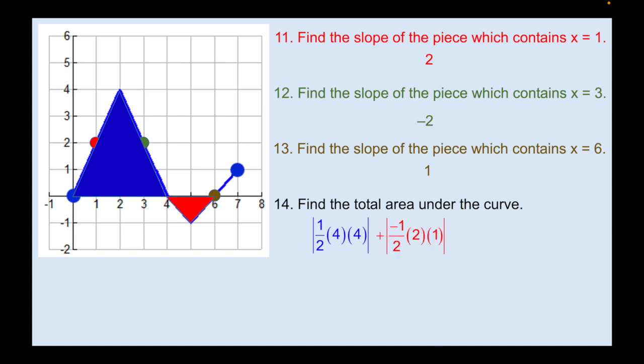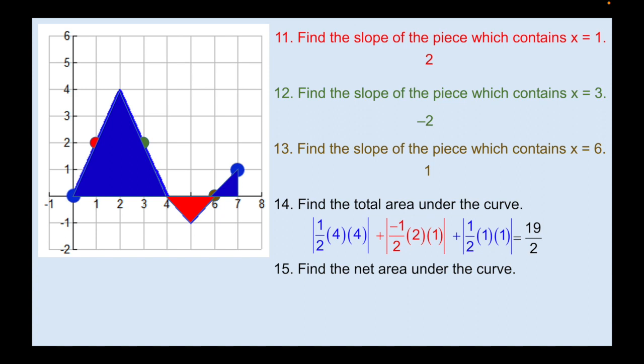Next region, also a triangle. It's in the negative region, so I'm going to keep that negative inside the absolute value, and it's 1/2. The base there is 2, the height is 1. And then that final triangle is 1/2 base times height again, so 1/2 1 times 1.